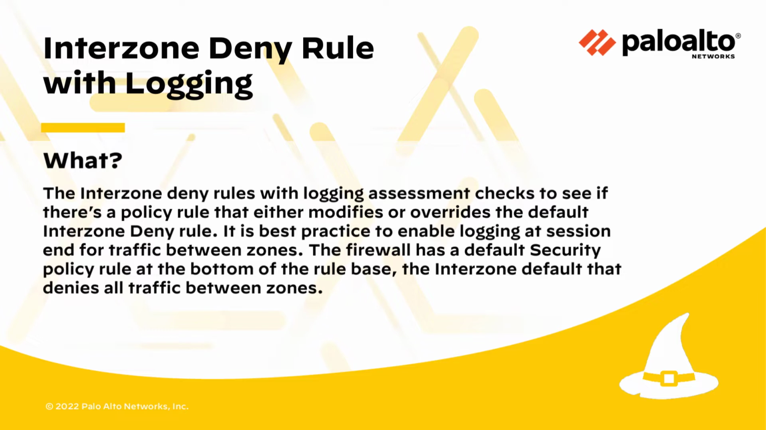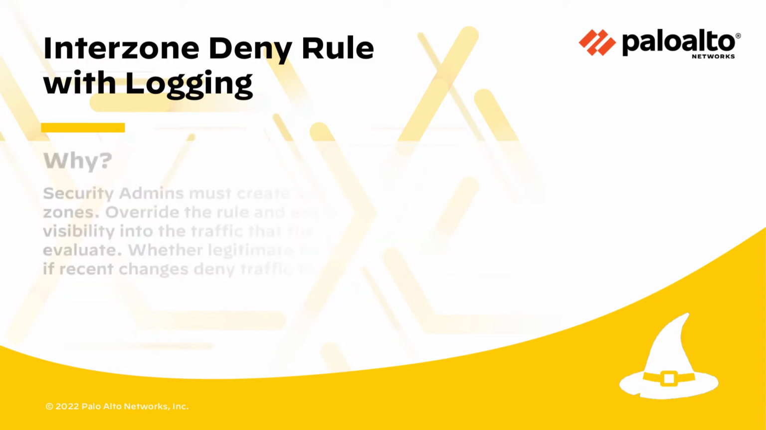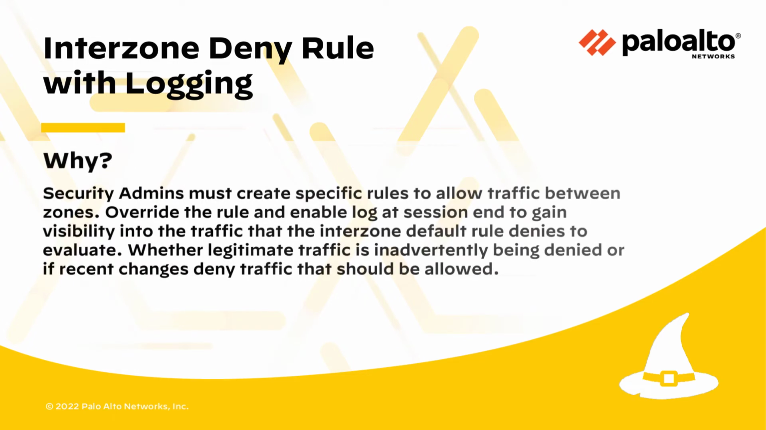The firewall has a default security policy rule at the bottom of the rule base, the Interzone Default, that denies all traffic between zones. Security admins must create specific rules to allow traffic between zones.